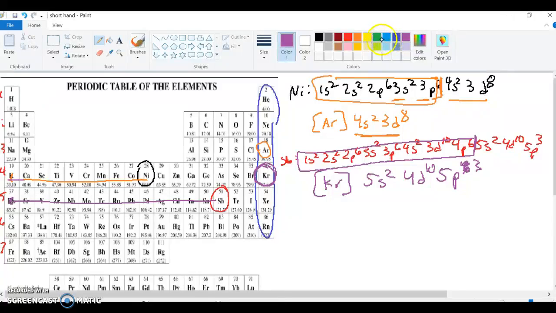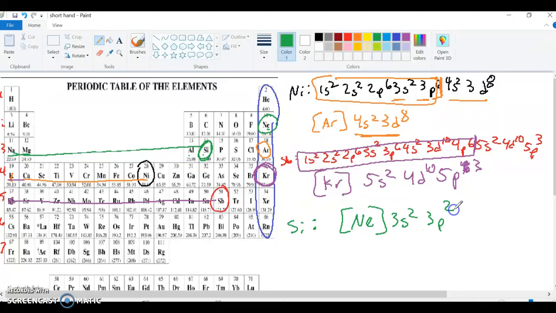So now let's try one from scratch. If I wanted to pick any kind of element, I don't know, let's pick silicon. Here's silicon. I'm going to backtrack to a noble gas, neon. So if I wanted to write a shorthand electron configuration for silicon, I would go neon, and then go from there. 3s2, 3p2. And I'm done. Hope that helped.